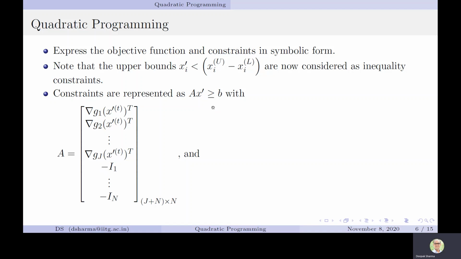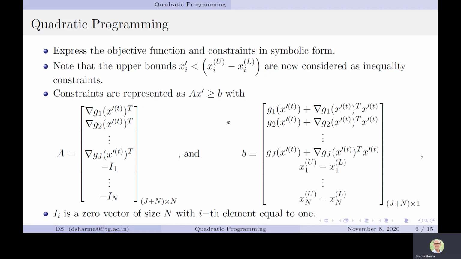Similarly, we can find B in terms of G1 to Gj. So this term is written as G1 x prime t plus gradient of G1 x prime t transpose x prime t. So this we are going to do for all Gj. And then you remember that since we are using the upper bounds as a constraint, so we have x1 upper minus x1 lower, and this is happening for all the variables.